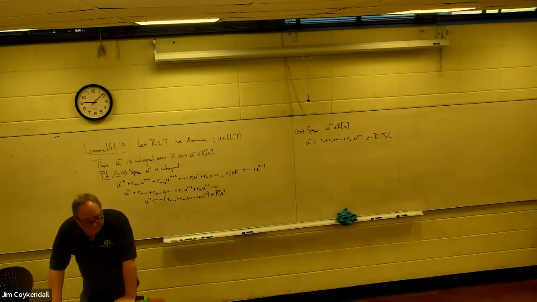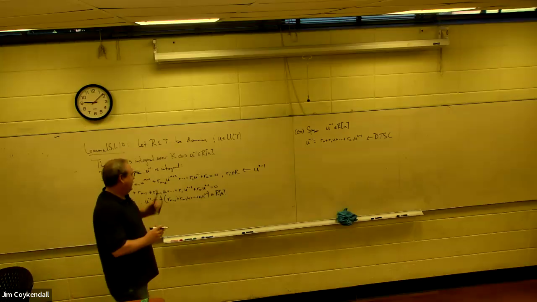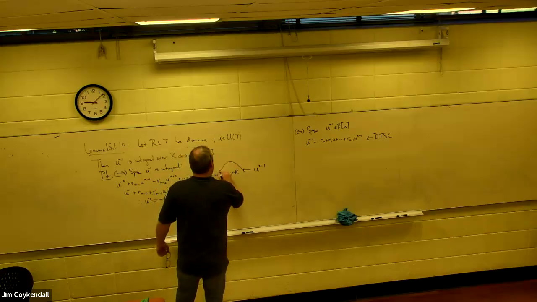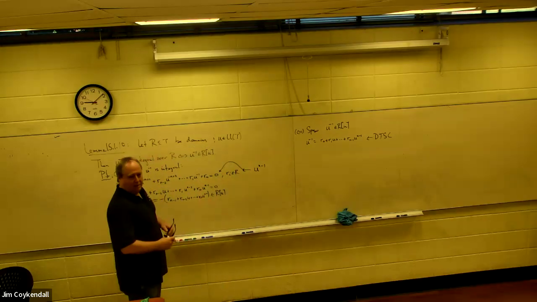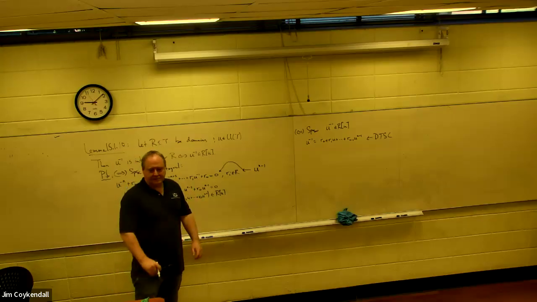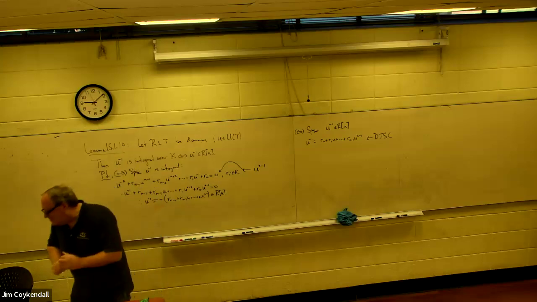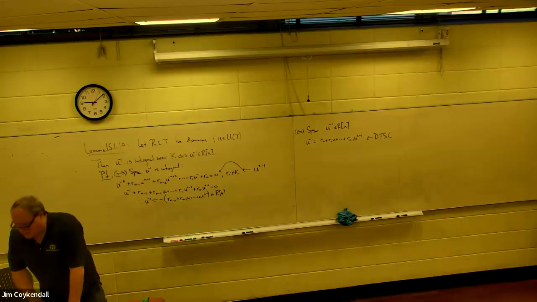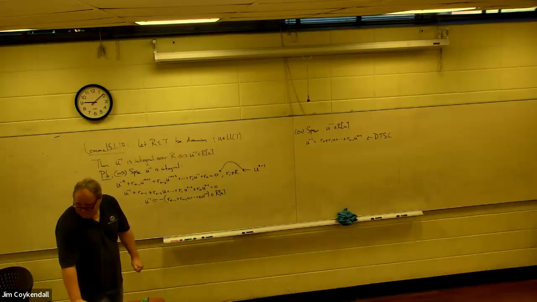Any questions? Yes. I missed the arrow there for here. Yeah, you just multiply both sides of this equation by U to the N minus 1. Oh, okay, sure. Okay. Any questions on that?